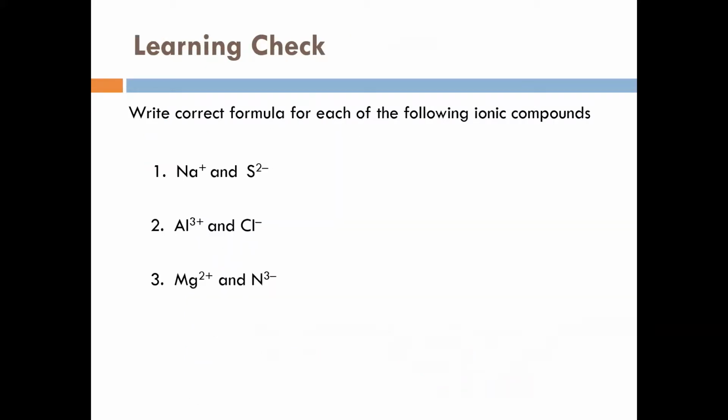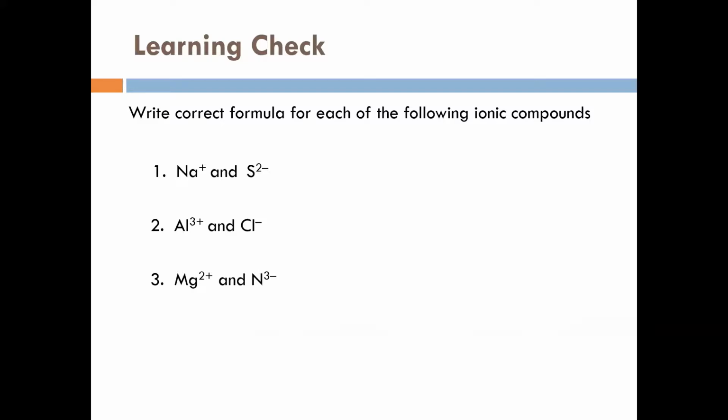So I want you to take the time and write the correct formula that you can make with the following ionic compounds. First, make a compound out of sodium and sulfur. We just did this one, but that's okay. Sodium is a +1 charge, sulfur is a -2 charge. That means that we'll need 2 sodium atoms for every sulfur atom.